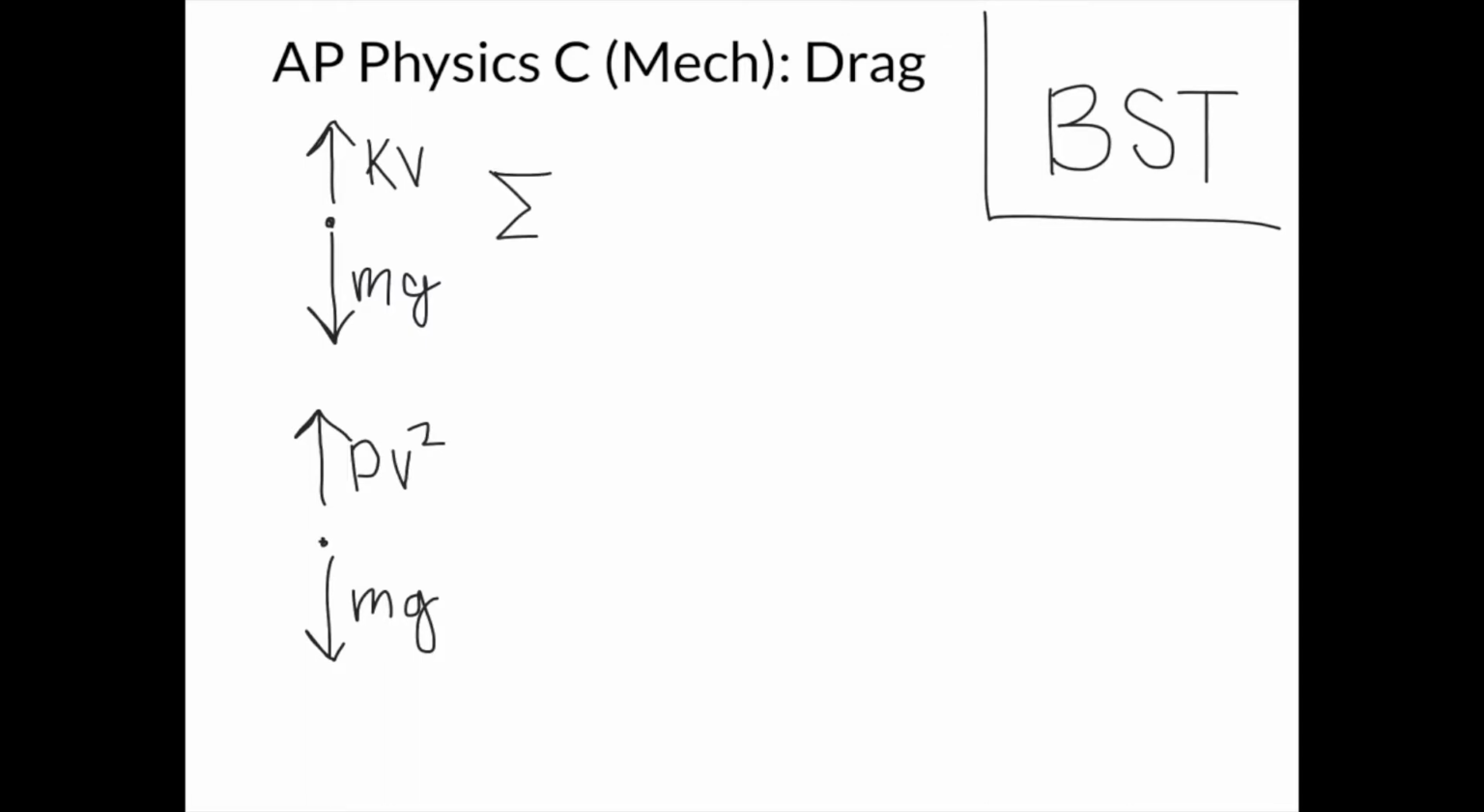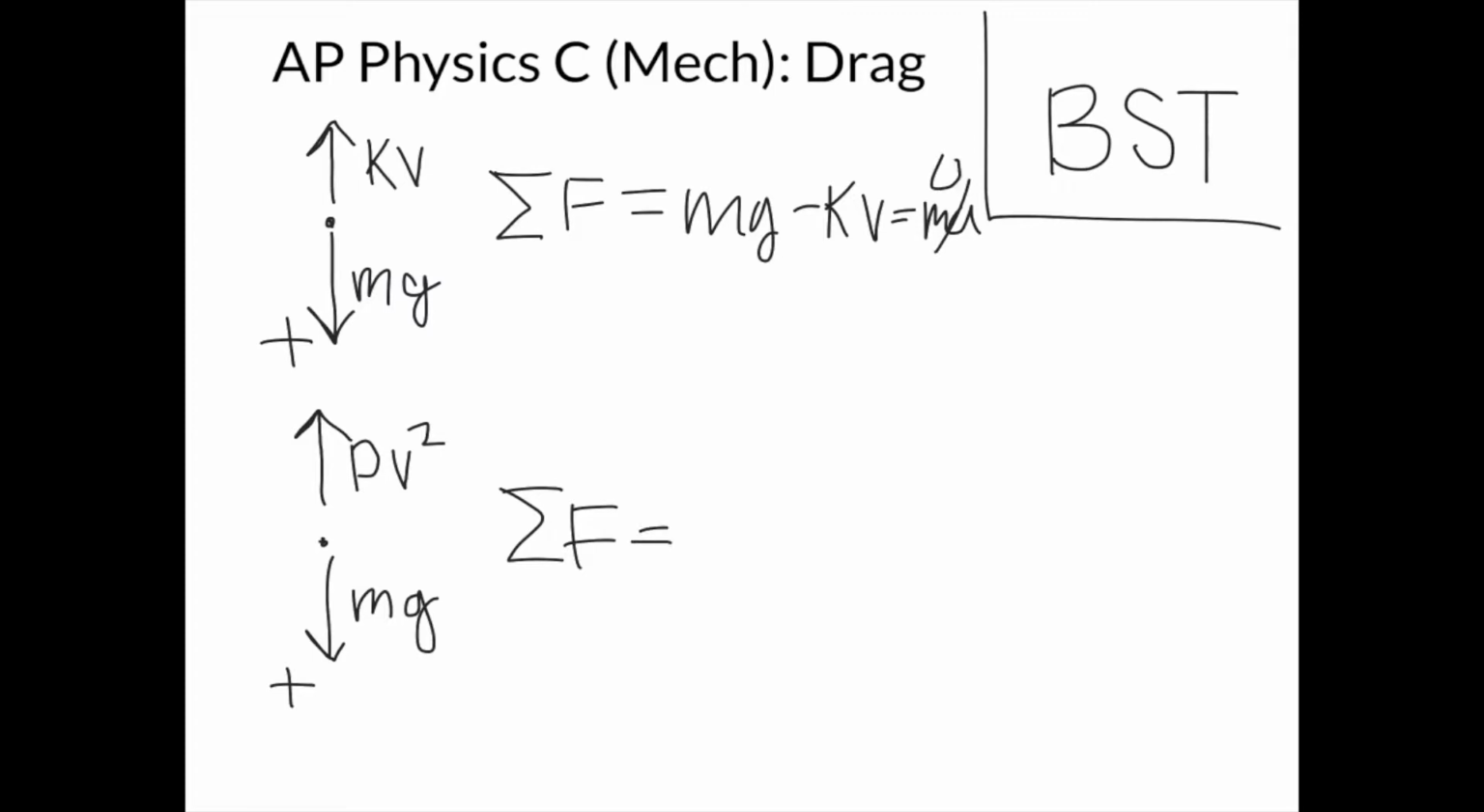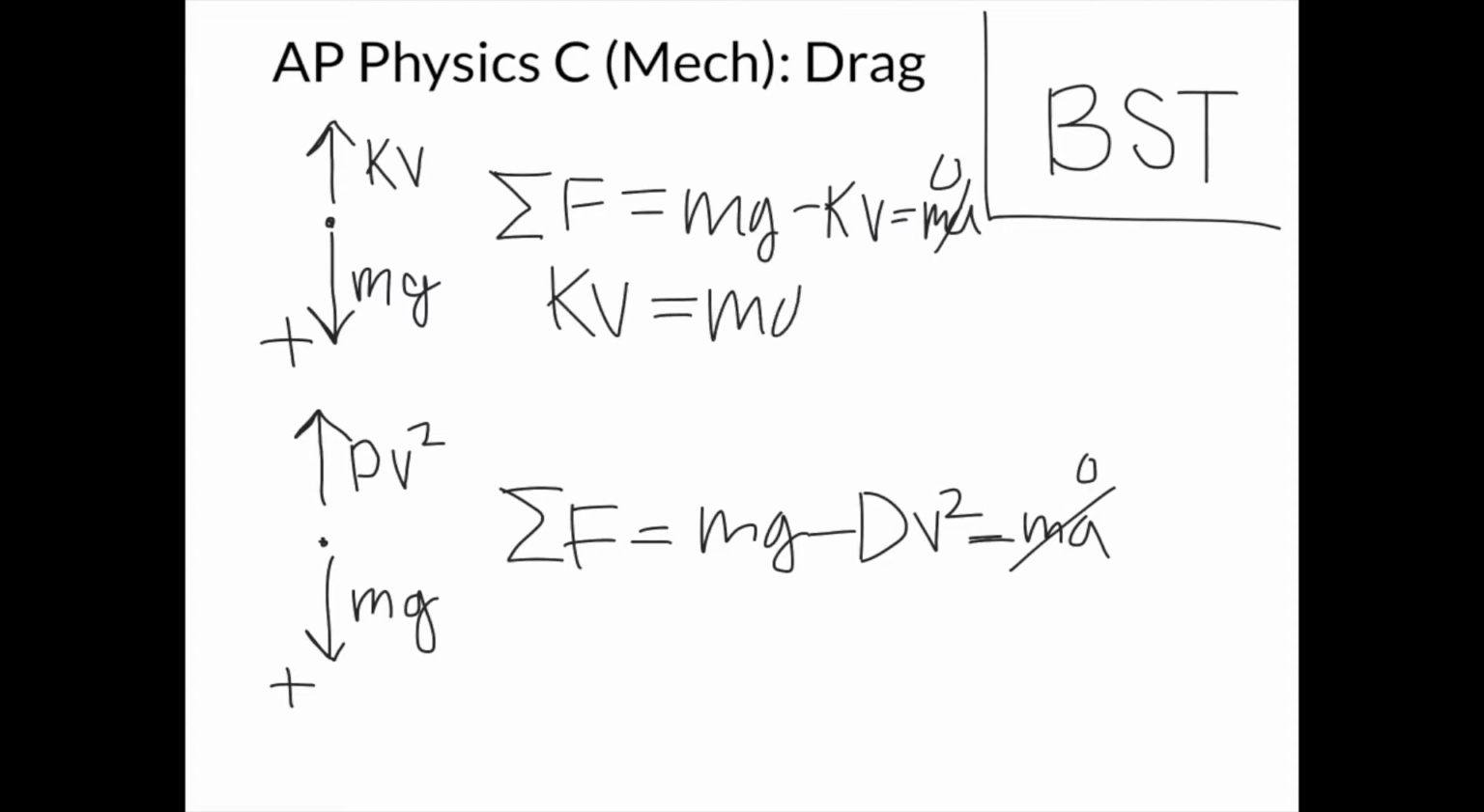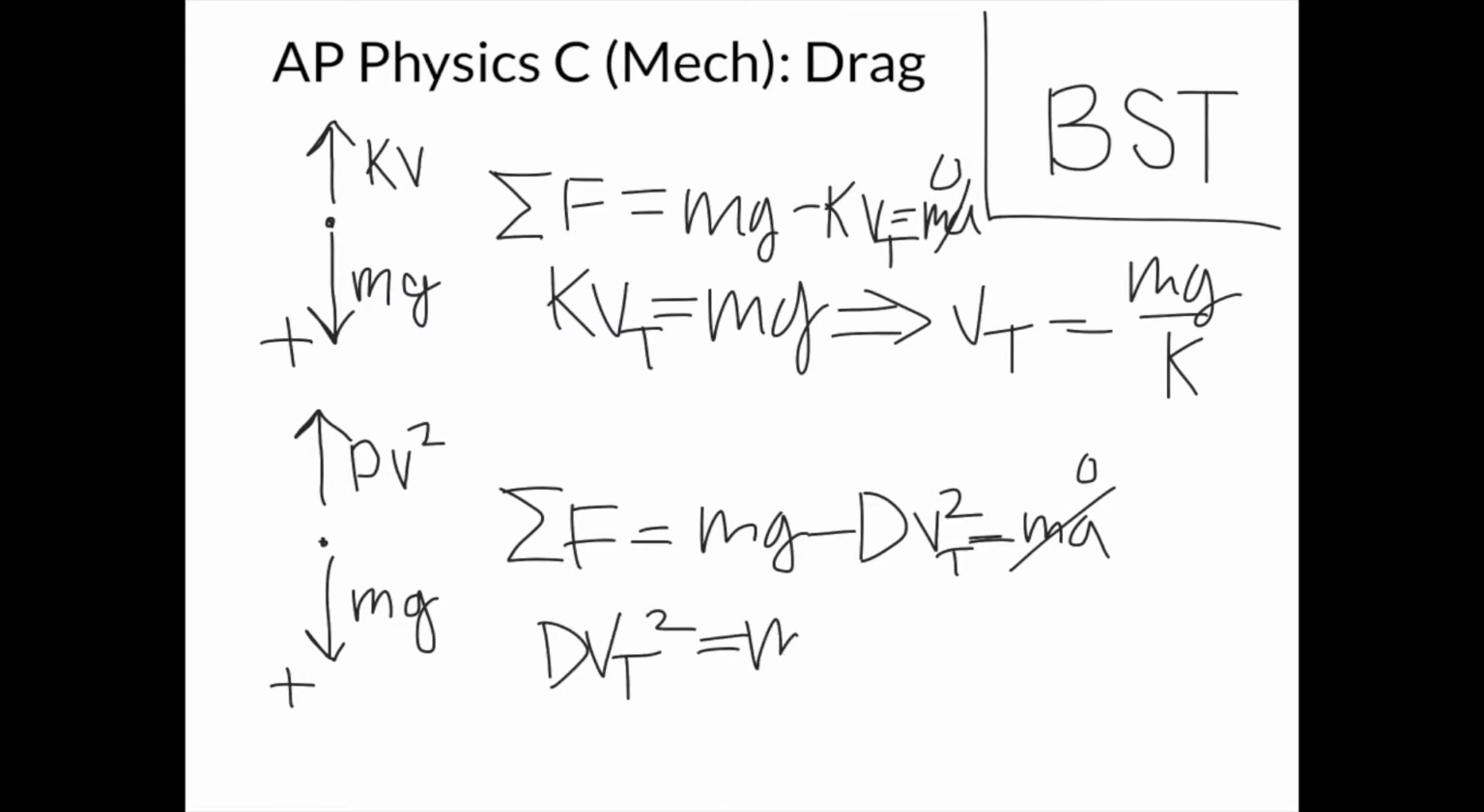So we can find vt using sum of force equations. If we take the positive direction to be the direction of motion, which is down, mg minus kv is equal to ma, which is 0 because of equilibrium. In the squared case, mg minus dv squared is equal to ma, which is again 0. So we find that kv is mg, and thus v terminal, which is vt, is mg over k. In this case, d vt squared is mg, and then v terminal would be the square root of mg over d.